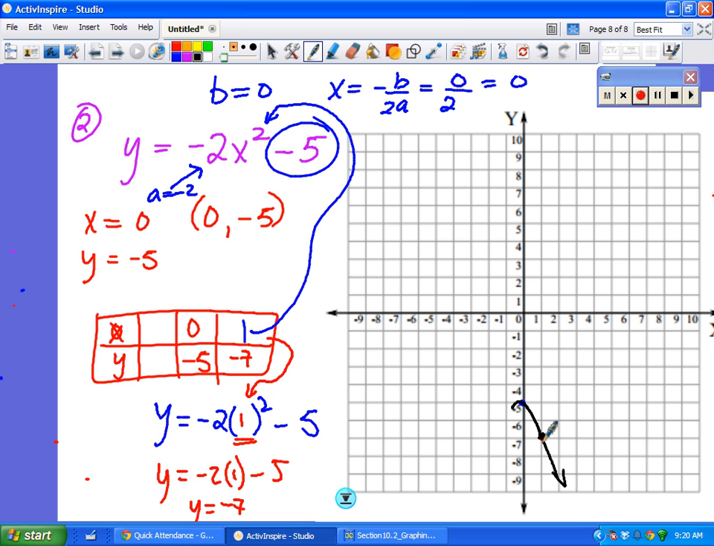And then all we have to do now is just reflect. If I go 1 across to the right of 0, and I go 1 across to the left of 0, I should get the same y value without plugging it in. So it will be here.